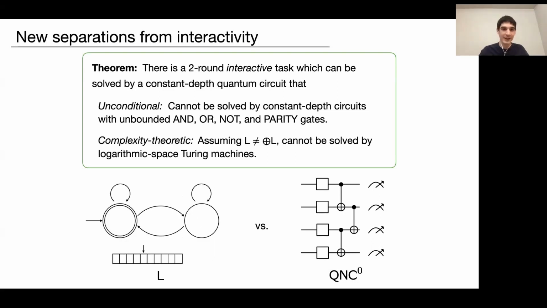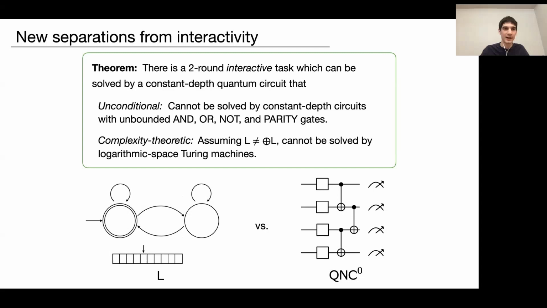And then there's a conditional complexity-theoretic result as well that says, assuming that the complexity class L is not equal to the complexity class parity L, then this interactive task also can't even be solved by logarithmic space Turing machines.